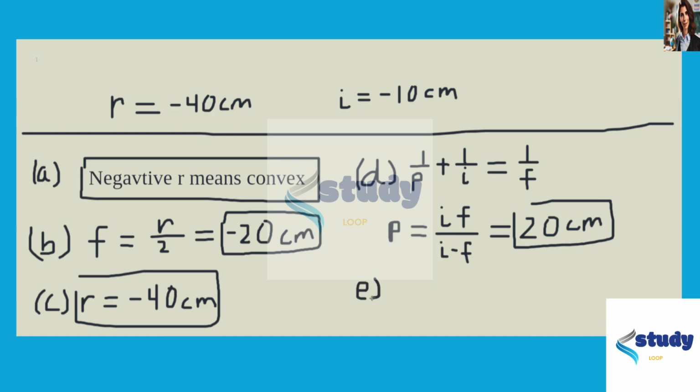Part E wants to know the distance to the image, but that was given in our question. So I is just equal to negative 10 centimeters. That's all we have to say there for part E. We can box that in as our solution to E.